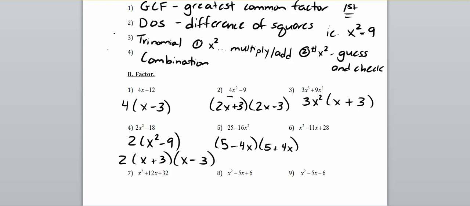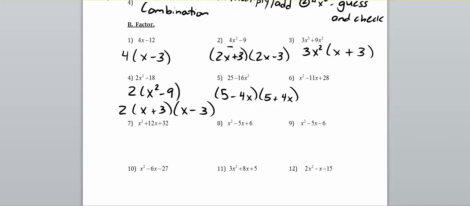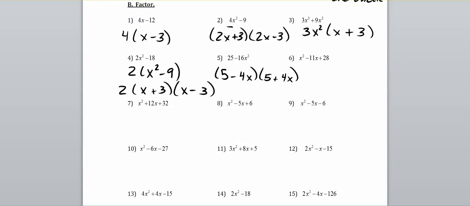So those are examples of GCF and difference of squares and some combinations of GCF and difference of squares. Let's look at number 6. Now I have a trinomial, all right? I want to try to pull out a GCF, but I'm not going to be able to. I'm not going to be able to do difference of squares, so now I want to use one of my trinomial methods.